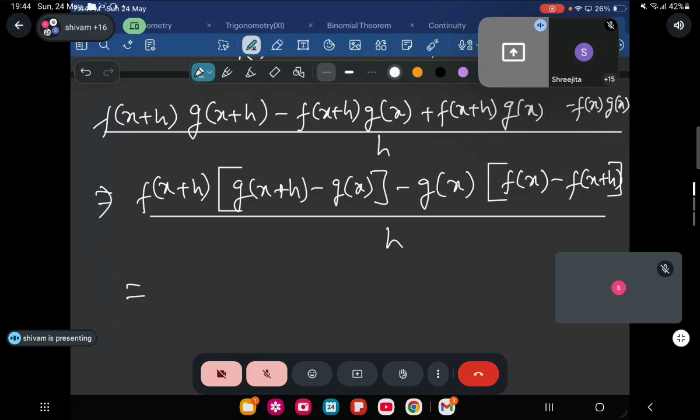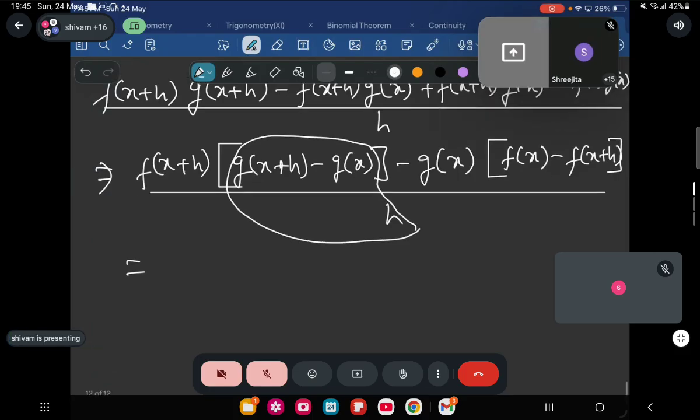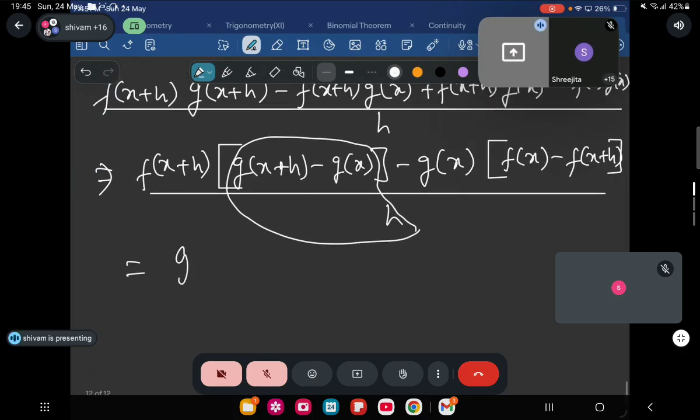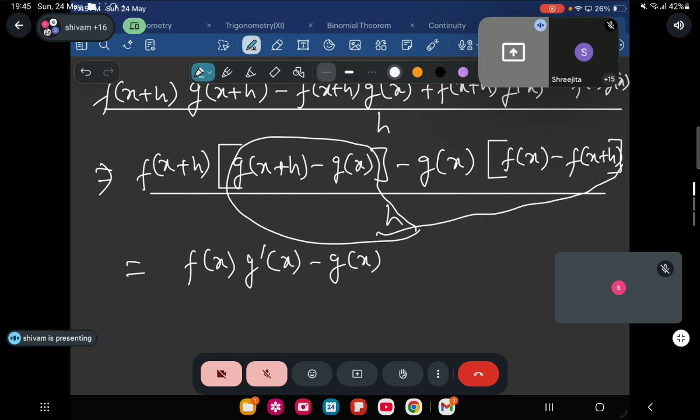Okay, so over here, everyone, what is g of x plus h minus g of x divided by h? It is g dash x. And when you substitute h is equal to 0, this is f of x into g dash x. Tell me, are you people getting? Yes or no? Minus g of x, and what is this? f of x minus f of x plus h divided by h. That is minus f dash x. So minus g of x into minus f dash x.